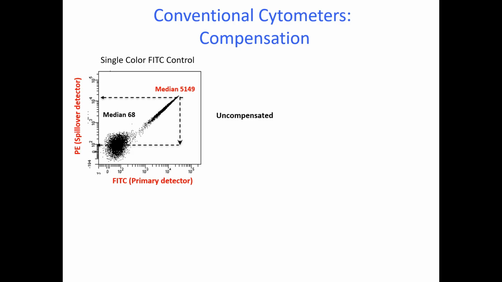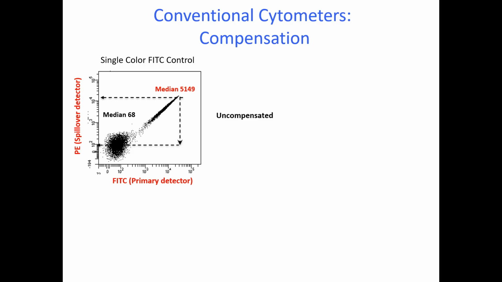Here's our single color control that has only FITC added. On the x-axis for the FITC detector, we have a nice FITC negative and FITC positive population as we should. But if we look at the y-axis for the PE detector, we have what looks like a PE positive population. Looks like it's a double positive, with a median channel value of 5,000 on the PE scale.